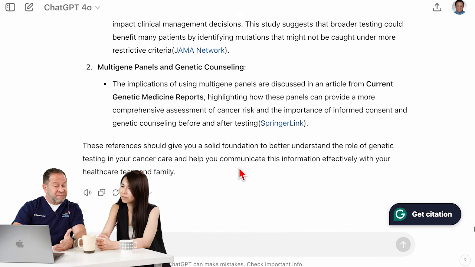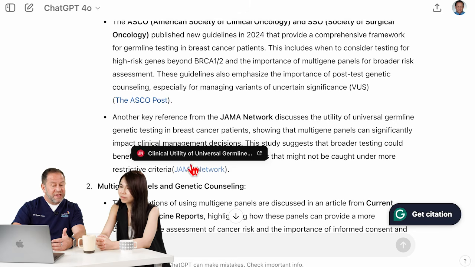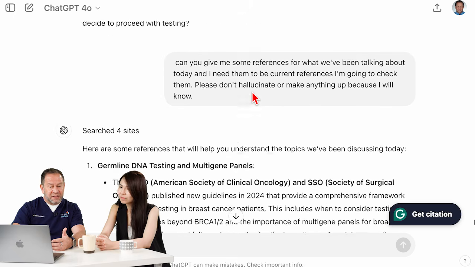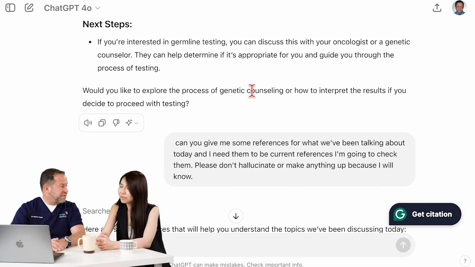So yeah, it gave us information about the multi-gene panels. It gave me references to JAMA, to the American Society of Clinical Oncology. You can ask it for more. And another thing I can think of is when patients apply all these techniques to do the first layer of understanding for themselves, perhaps they can have more time for a more fruitful discussion with their oncologist. It will be pretty practical.